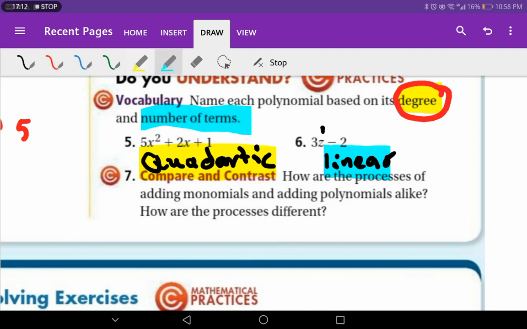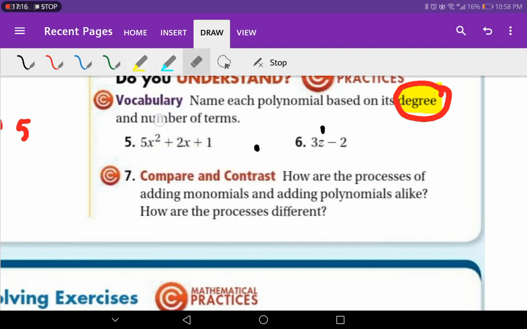Okay, the first one here, how many terms do we have? 1, 2, 3. So it is trinomial.